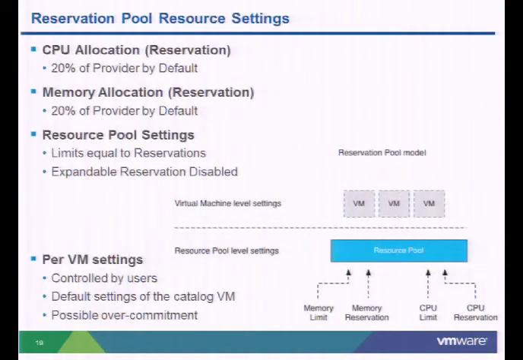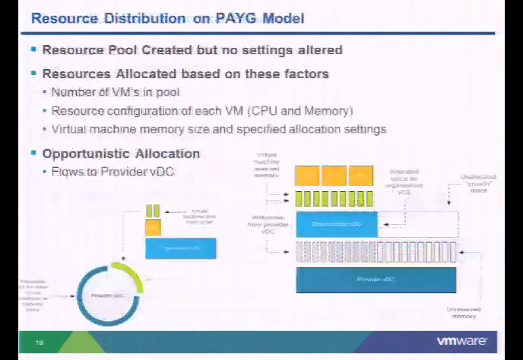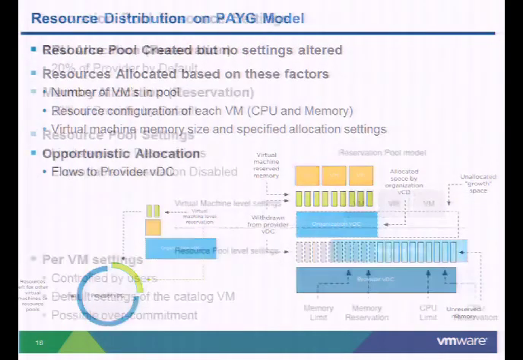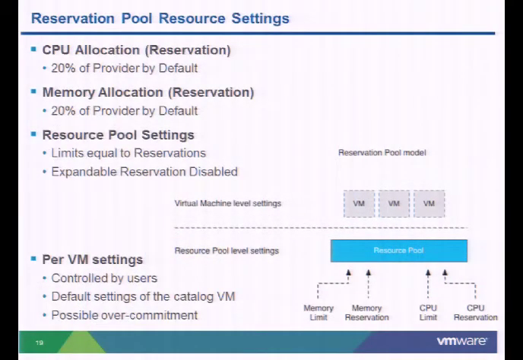Now, with the next one, which is a reservation pool model, settings are applied in a different place, and the setting options are different. So you only get to pick 2 things, right? You get to pick the CPU allocation and the memory allocation. Now, you notice the terms just changed, right? Over here it was called guarantee. Over here it's called allocation, but they're both reservations.